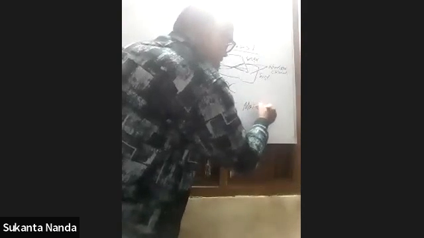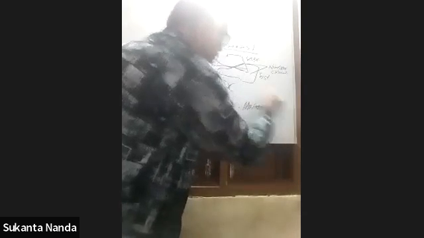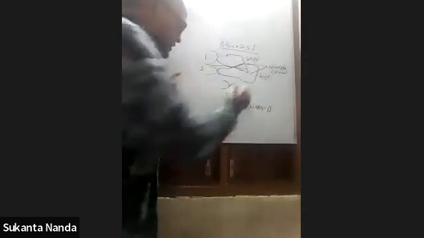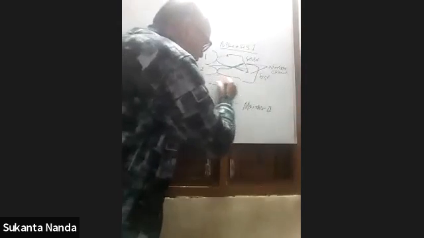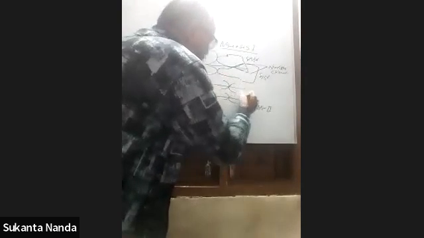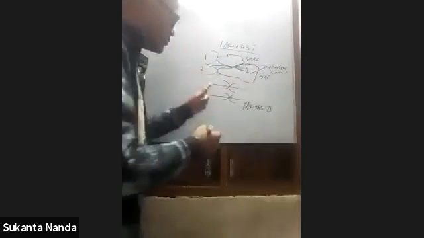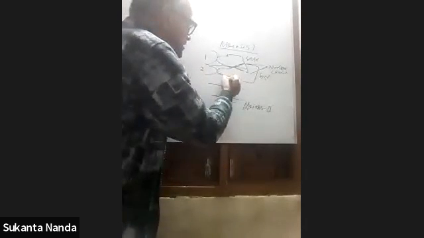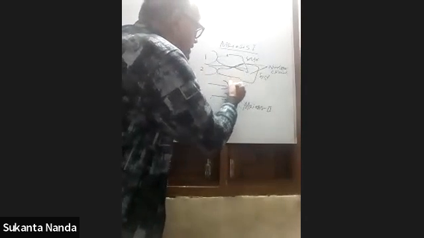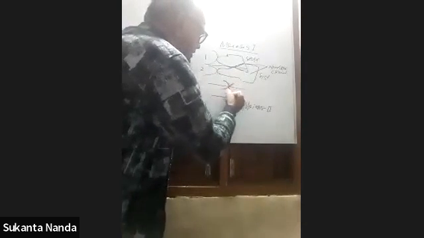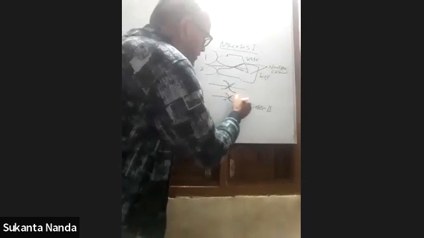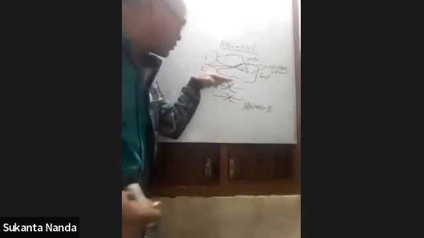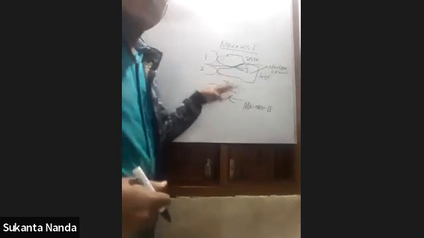But what does meiosis 2 do? Students, see this mindfully. Meiosis 2 breaks these chromosomes into two parts. This is a chromatid, this is another chromatid, this is a chromatid, this is another chromatid. It breaks the two chromatids into two separate units.